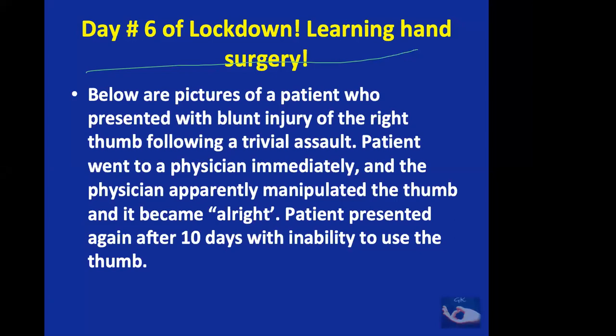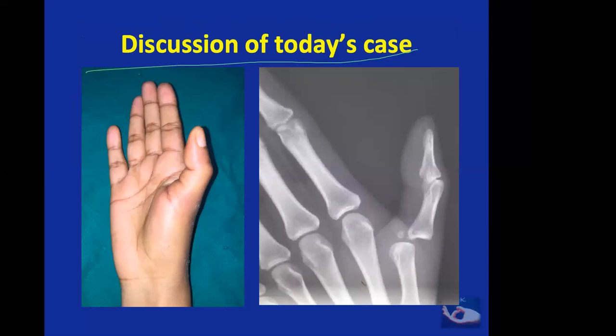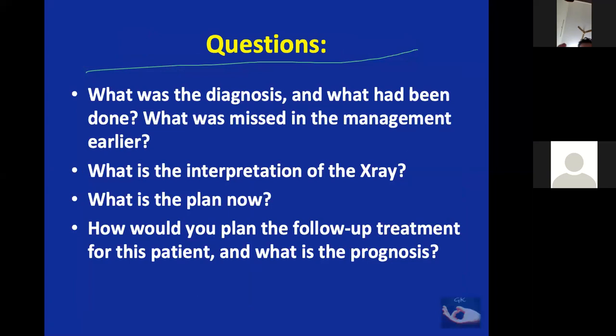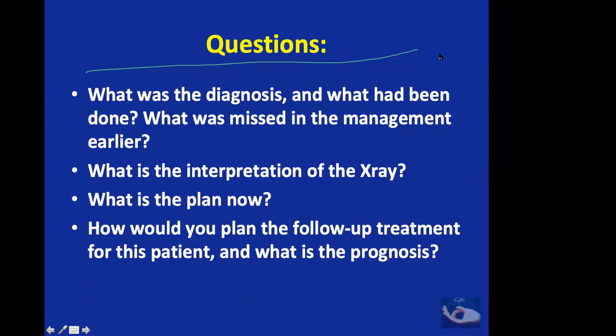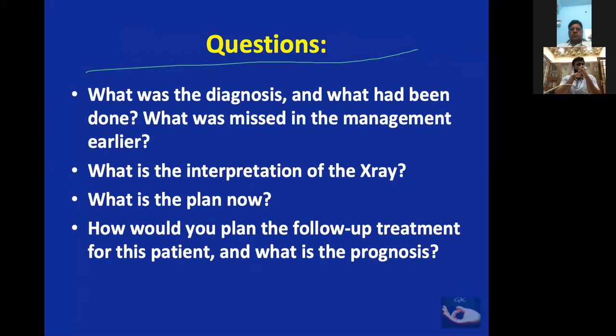This was the picture I had put up. If you look at this, you can make out there is a deformity of the right thumb at the level of the metacarpophalangeal joint, and the X-ray shows a deformity. The questions were, what was the diagnosis, what had been done, and what was missed in the management earlier? What is the interpretation of the X-ray? What is the plan now? And how would you plan the follow-up treatment for this patient and what is the prognosis?